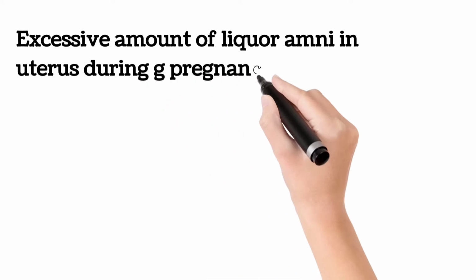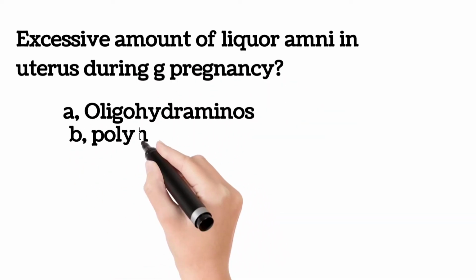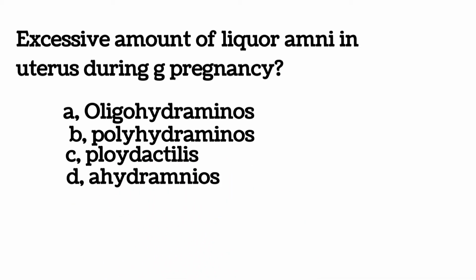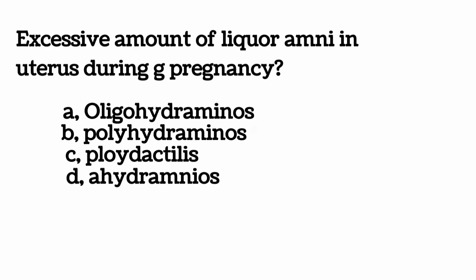Excessive amount of liquor amnii in the uterus during pregnancy. The options are A. Oligohydramnios, B. Polyhydramnios, C. Polydactyly, D. Anhydramnios. The answer is option B. Polyhydramnios. Polyhydramnios is a condition where amniotic fluid exceeds 1.5 to 2 liters in volume. Normal amniotic fluid level: 500 ml at 18 weeks, 800 ml at 34 weeks, 600 ml at term.